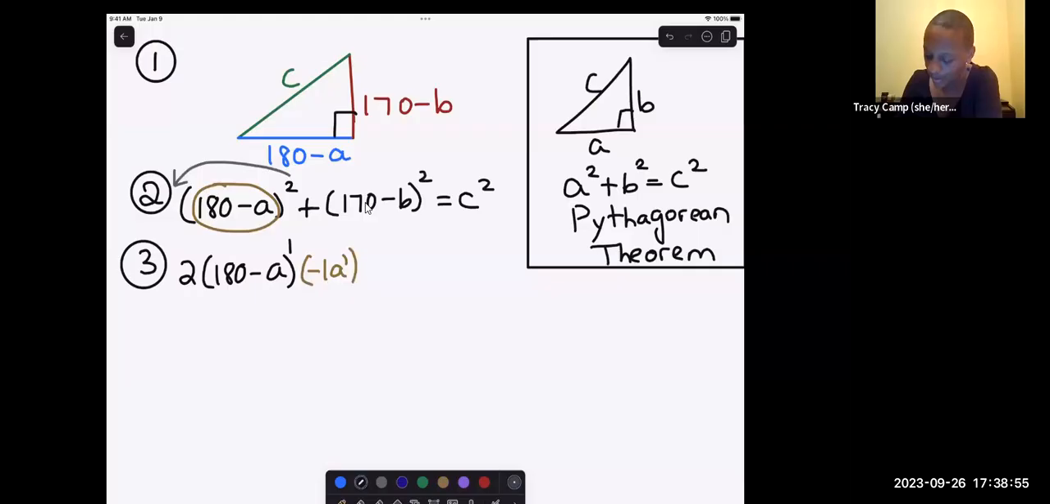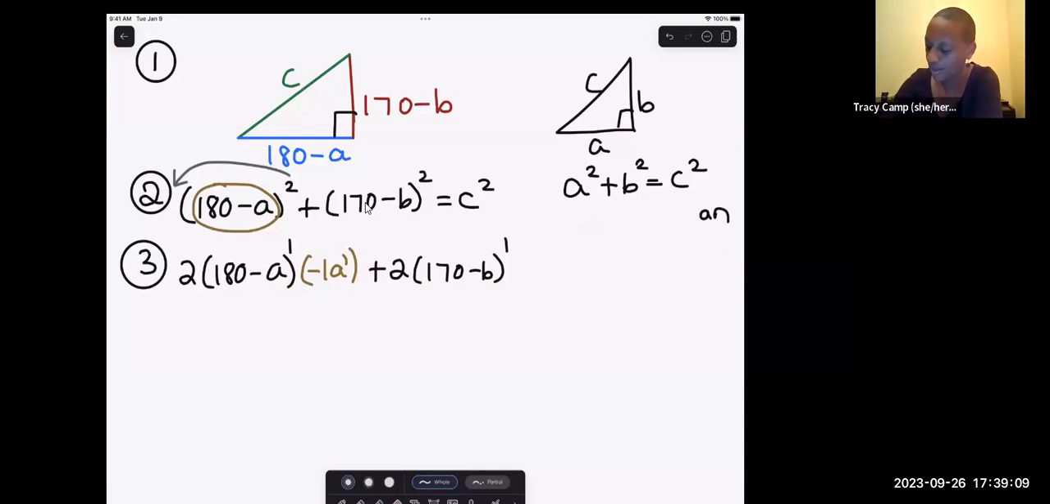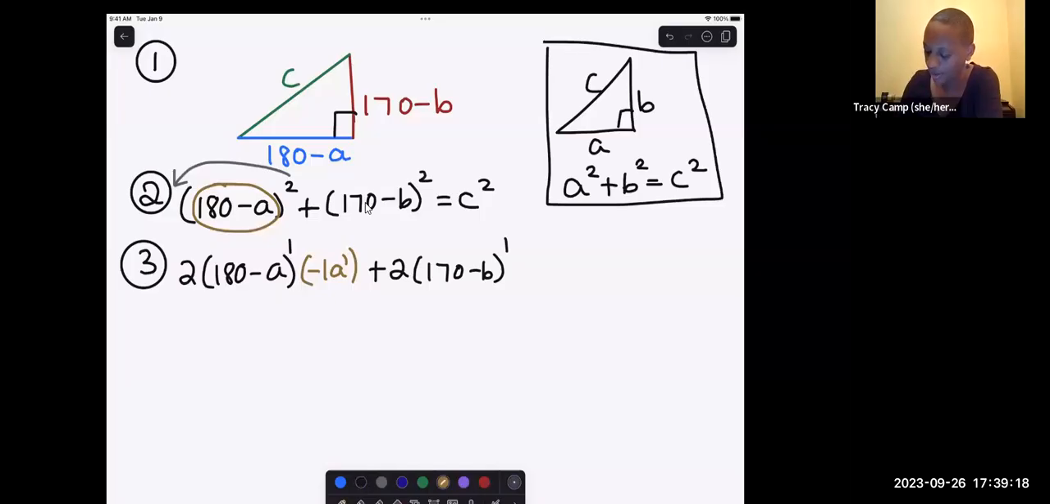For the next one, I will have 170 minus B raised to the first power, but because I have more than just X that I was using the power rule on, I have to multiply by the derivative of what was inside these parentheses. Derivative of 170, no problem, that's just 0. But B, when I find the derivative of that, I'll get negative 1B prime, because B is a function of time. So I'm multiplying by the derivative of that.